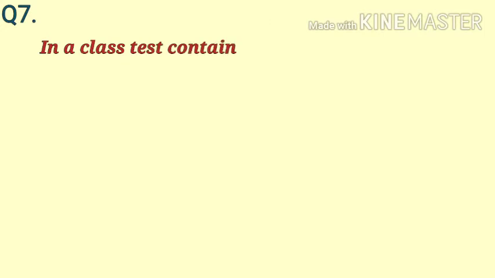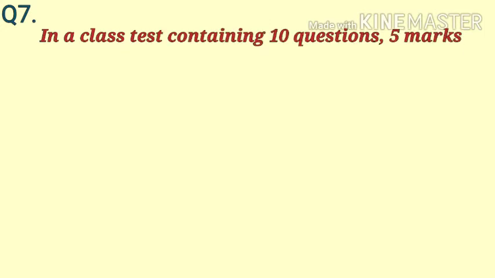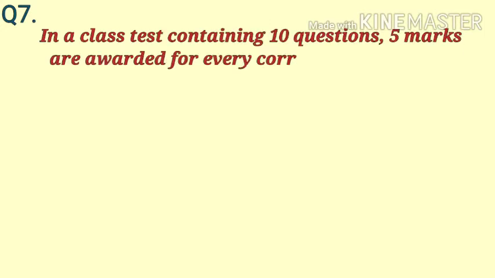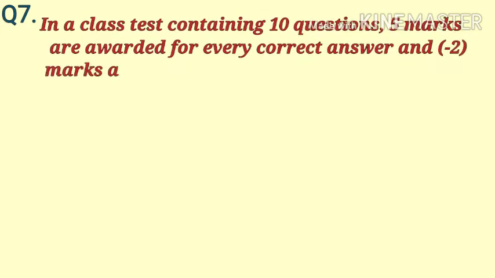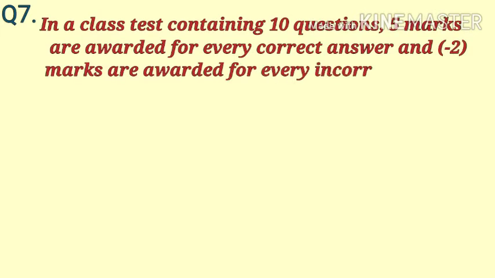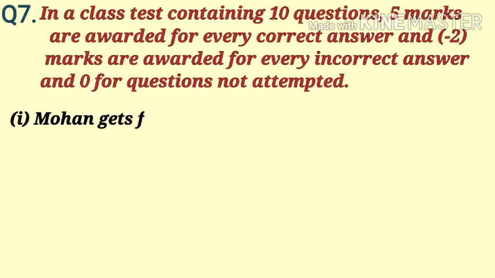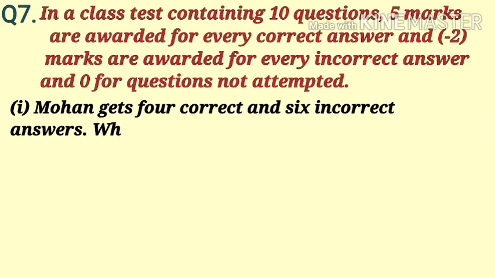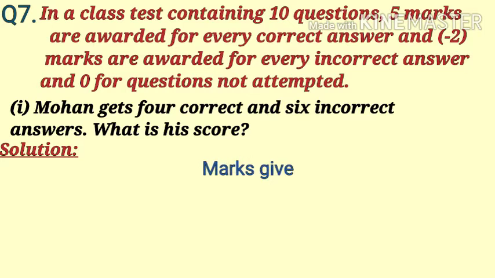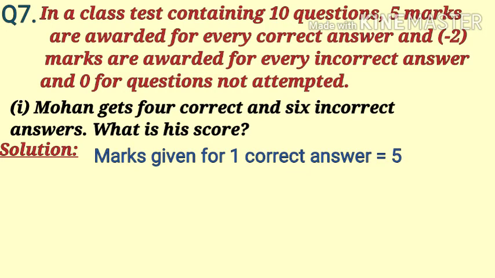Here it is given, in a class test containing 10 questions, 5 marks are awarded for every correct answer and minus 2 marks are awarded for every incorrect answer and 0 for questions not attempted. So here in the first part it is given Mohan gets 4 correct and 6 incorrect answers. What is his score? So first of all we will write marks given for 1 correct answer. It is 5.